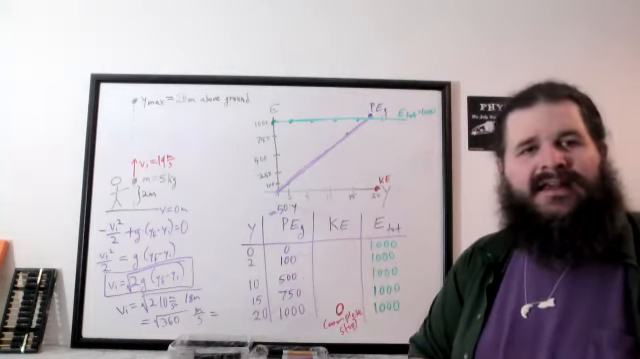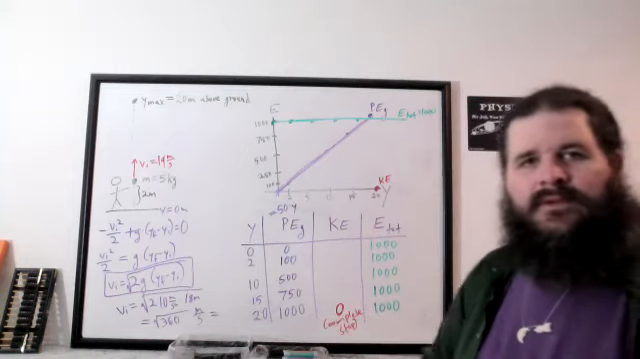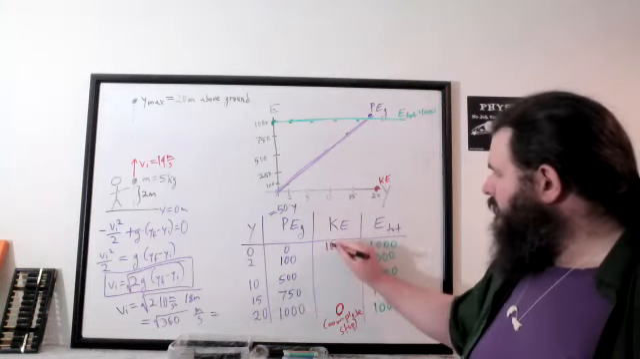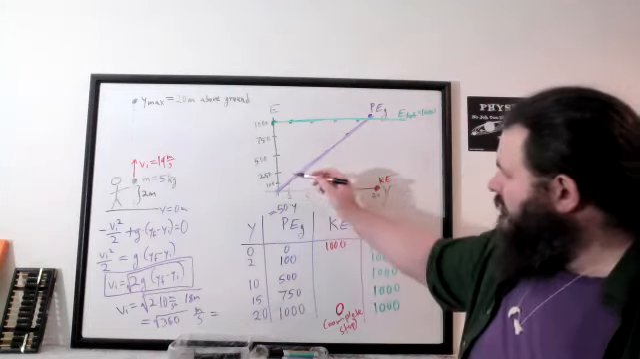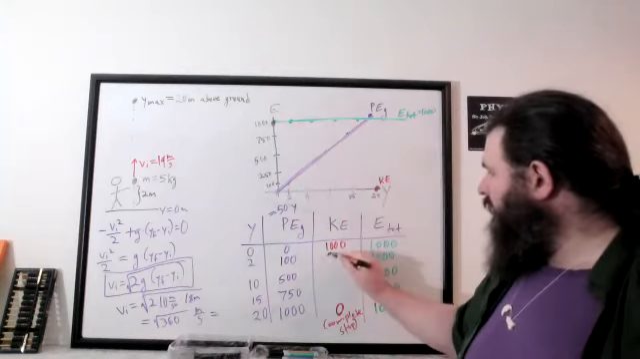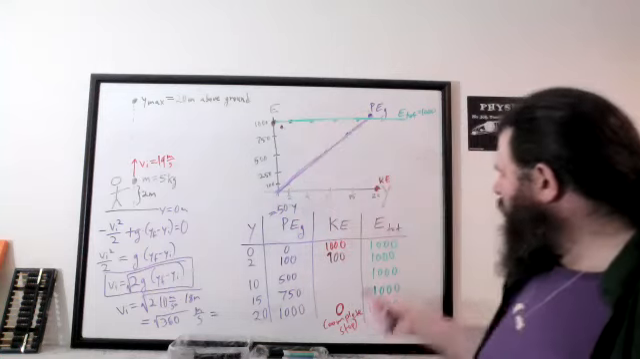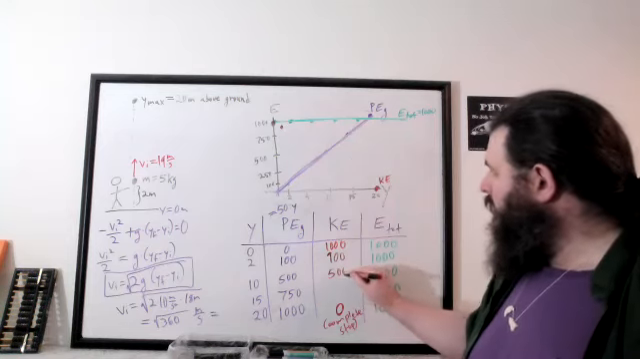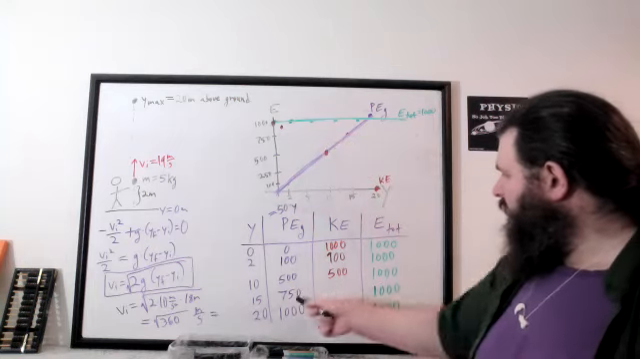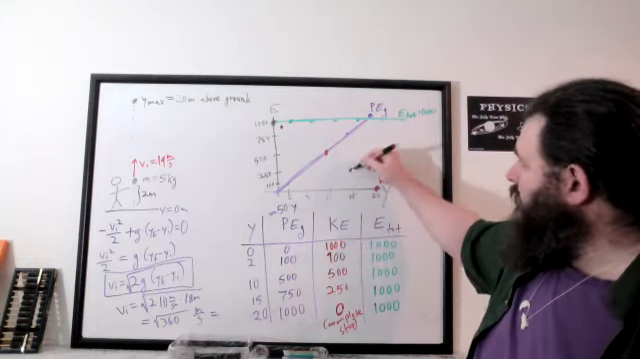So how can we find the kinetic energy everywhere? You could subtract the potential energy from the total energy. Sounds good. 1,000 minus 0 is 1,000. So at height 0, we'd have 1,000 joules of kinetic energy. 1,000 minus 100 is 900. So at height 2, we've got 900 joules of kinetic energy. 1,000 minus 500 is 500. So at height 10, we've got 500 joules of kinetic energy. 1,000 minus 750 is 250. So at height 15, we've got 250 joules of kinetic energy.